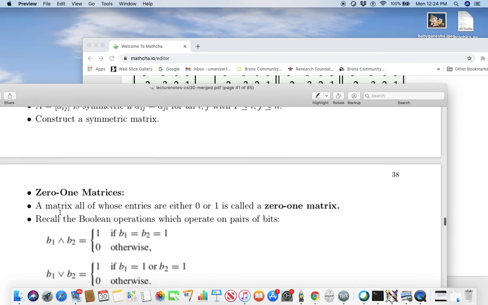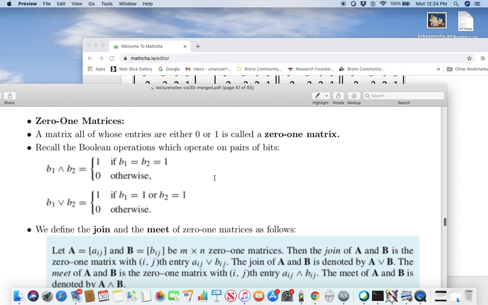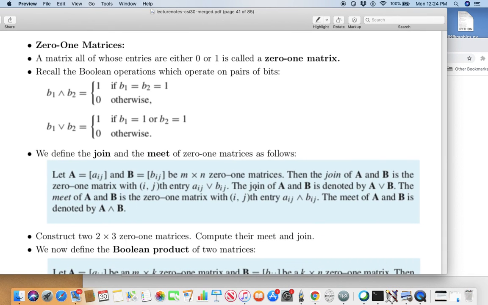All right. 0, 1 matrices. Well, a matrix all of whose entries are either 0 or 1 is called a 0, 1 matrix. Okay. Let's continue on 0, 1 matrices in our next video.